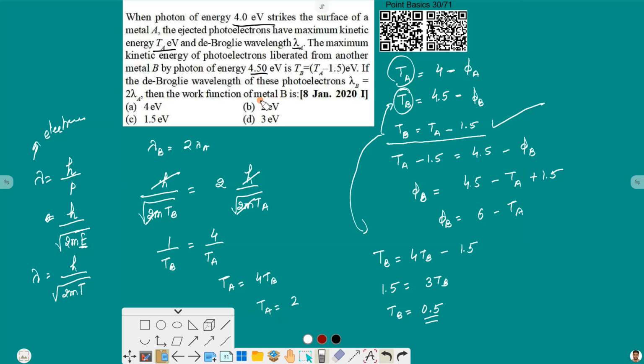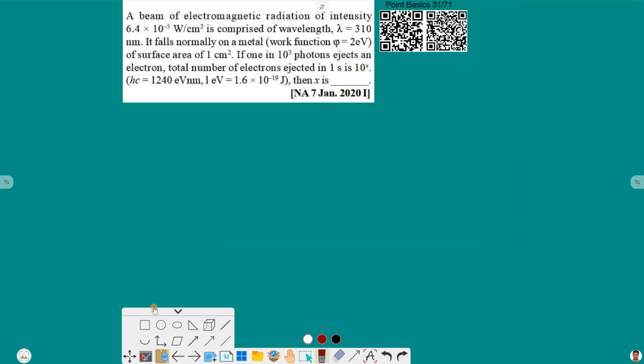We have to find the work function of metal B, that is phi B. This is the relation: phi B will be 6 minus Ta, and Ta is 2. So 6 minus 2 is 4 electron volt. So option A will be the right answer. Moving to the next one.